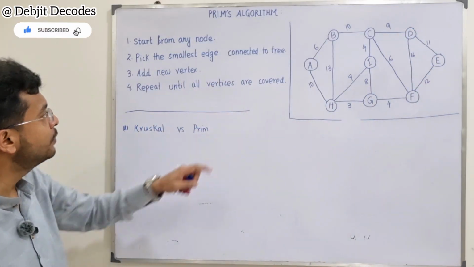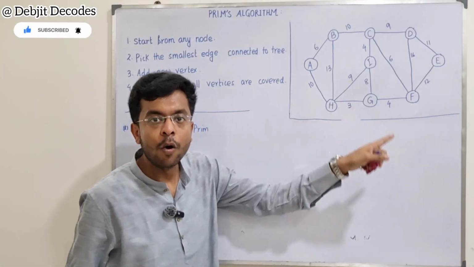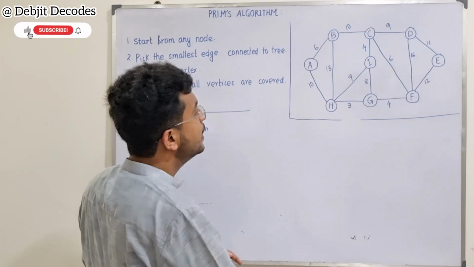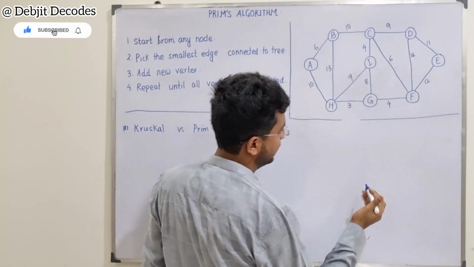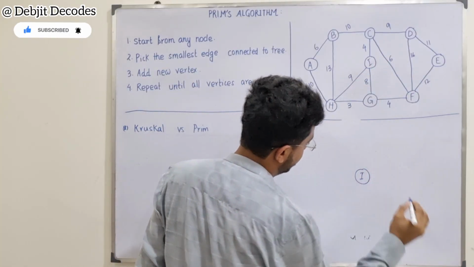Up to which point do you need to do it? Repeat until all vertices are covered. You'll be doing this until all the vertices are included in your final MST, right? So let us just start. Suppose I am starting with the vertex I. Let us start with the vertex I. So this is my starting vertex, right?